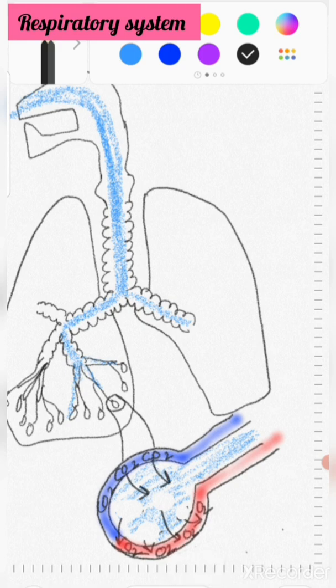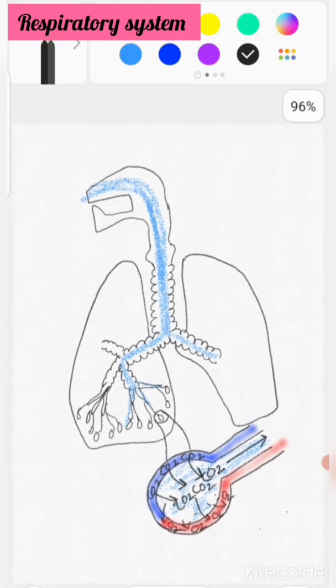Carbon dioxide will be released here in the alveoli, and after it is released into the alveoli, when it fills our lungs, that carbon dioxide will pass through the bronchioles, bronchi, then trachea, pharynx, and then finally we exhale air, or we exhale the carbon dioxide molecule, through the respiration process. So this is about the respiration process.